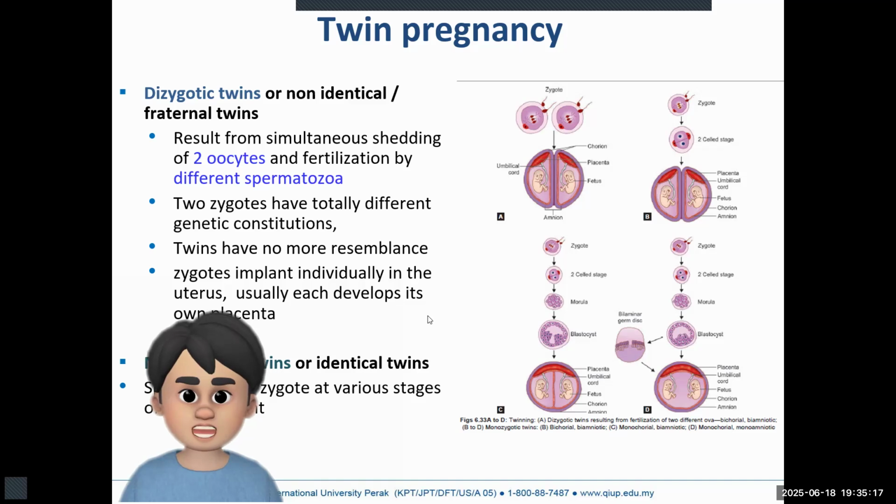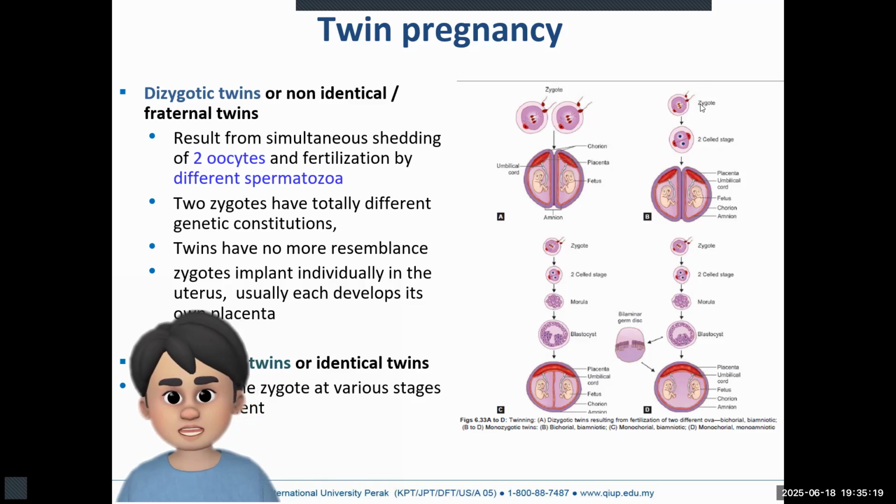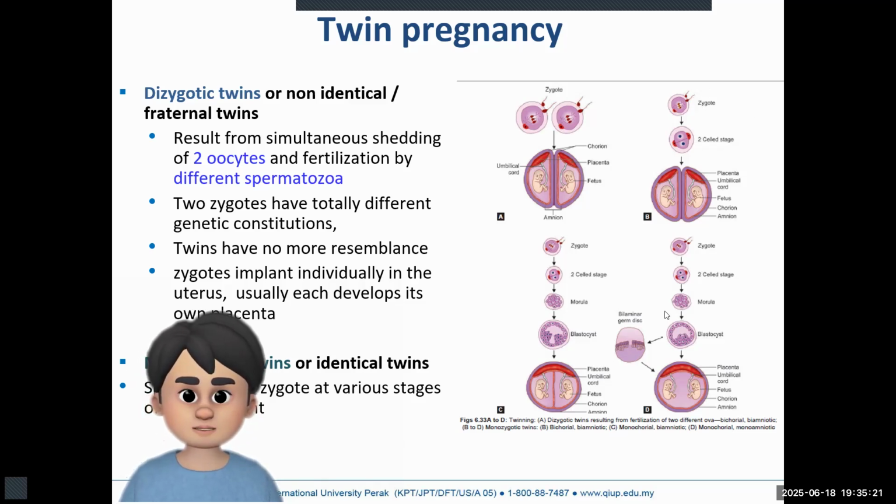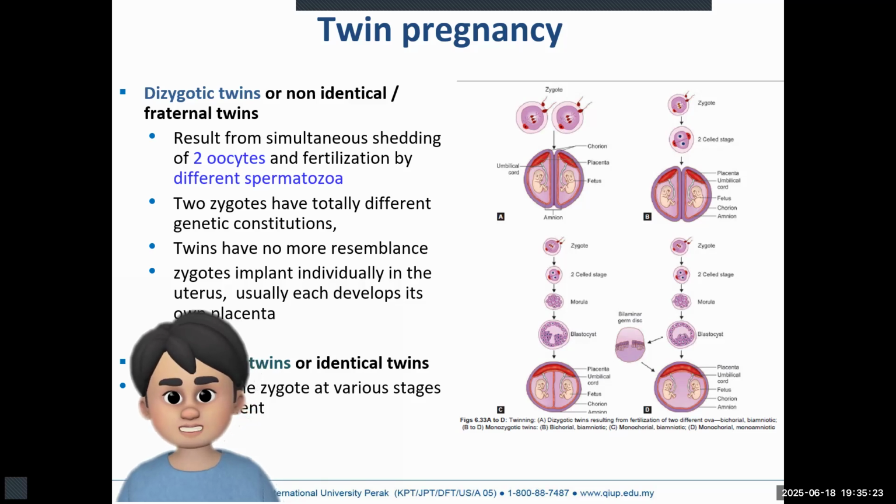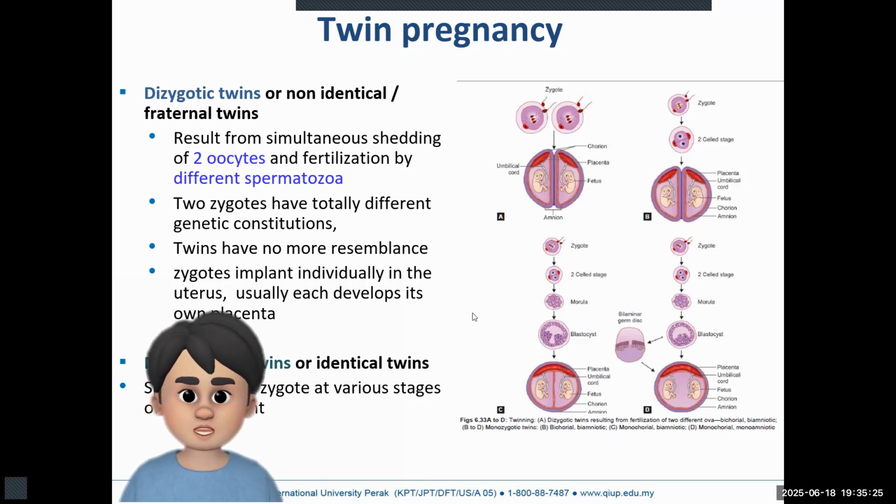Monozygotic twins are identical. Here the zygote divides into two, and they share, depending on the splitting of the zygote at various stages of development.